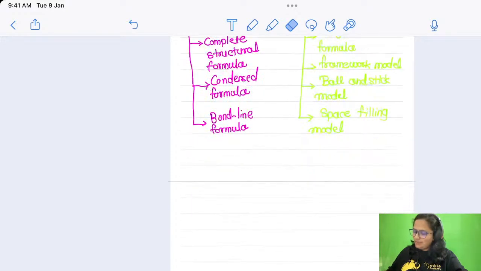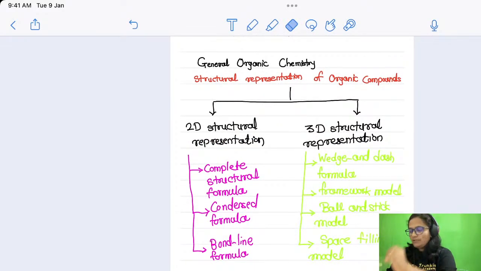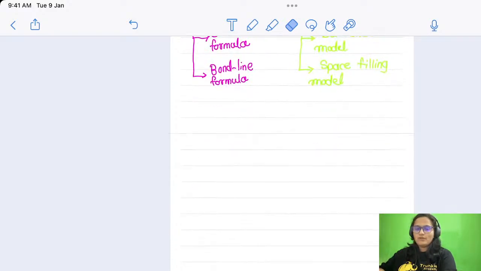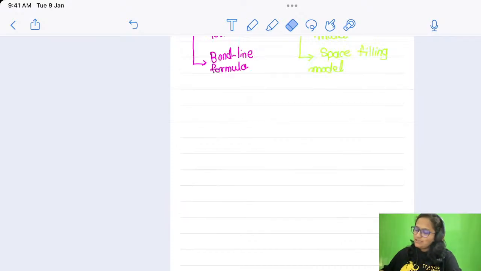Okay, now you can see there are two ways, 2D and 3D. In case of 3D, we are going to discuss the 3D structural representation some other day. First of all, our focus will be on completing the 2D structural representation one by one, right? There are three different formulas used in 2D structural representation: complete structural formula, condensed formula, and bond line formula. We will see these formulas one by one, and we are going to see how to convert these formulas into each other.